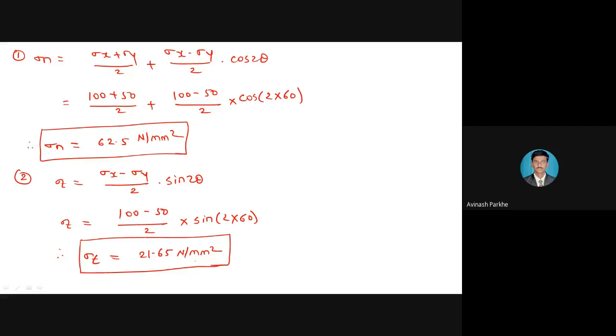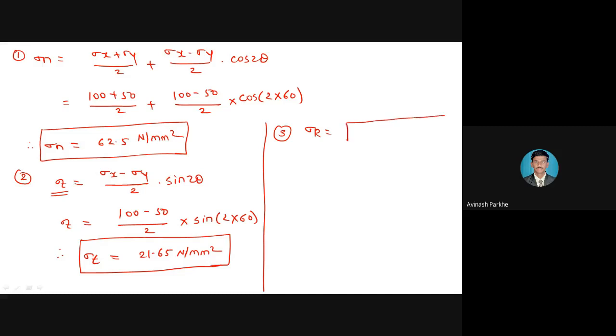Therefore, sometimes in the statement they ask to find the tangential stress, and we have to use the same formula. Sometimes they ask to find the shear stress. Again you have to use the same sigma t formula, because tangential stress is also called shear stress. Then the third parameter we have to calculate is the resultant stress. We have a common formula for all the cases.